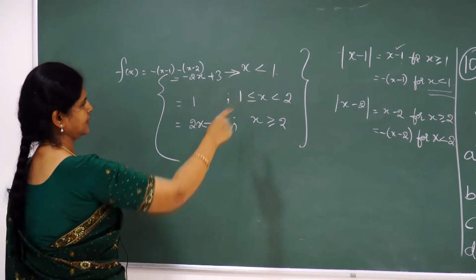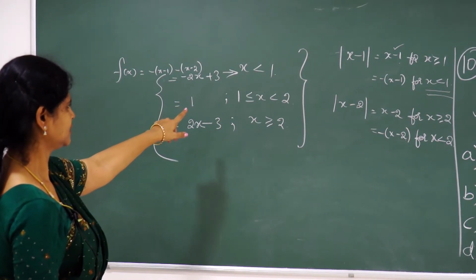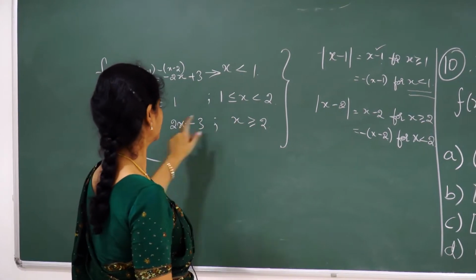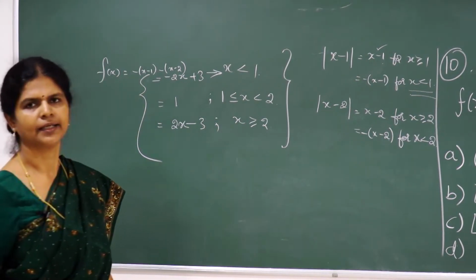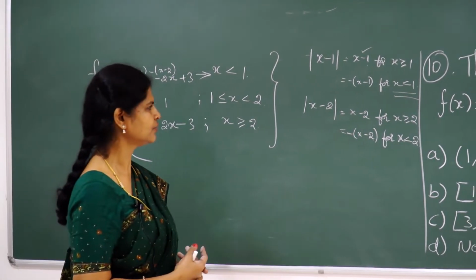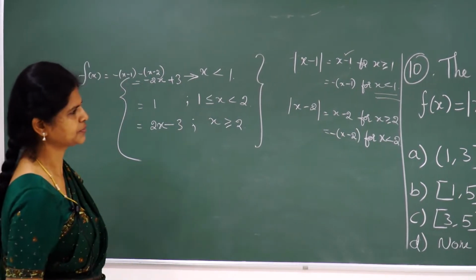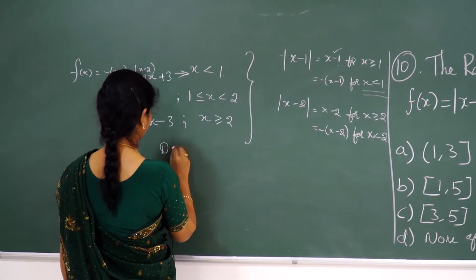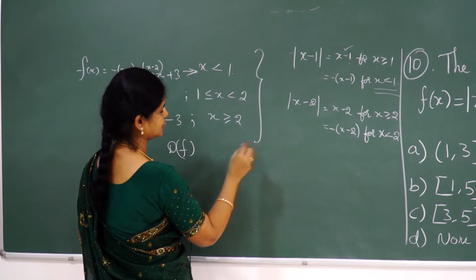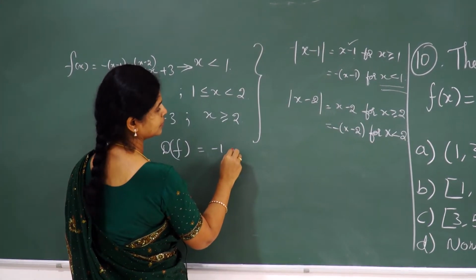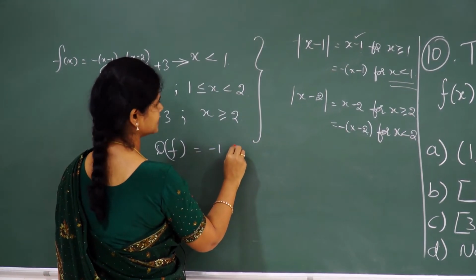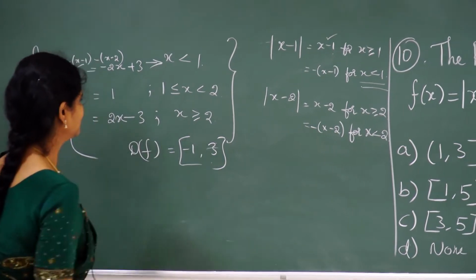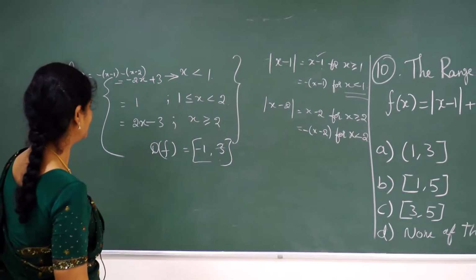For x less than 1, it's minus 2x plus 3; for 1 less than or equal to x less than 2, it's 1; and for x greater than or equal to 2, it's 2x minus 3. Next, using the graph you can find out the value, otherwise you substitute in the domain. The given domain is minus 1 to 3. So substitute the values.